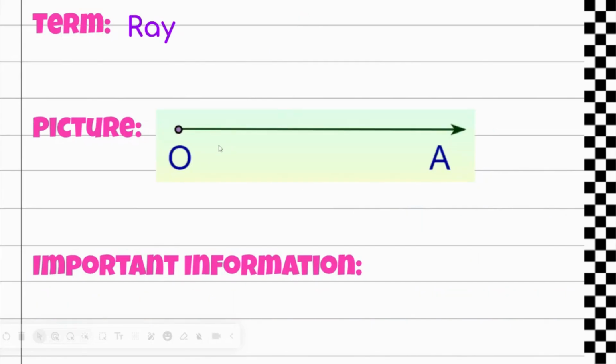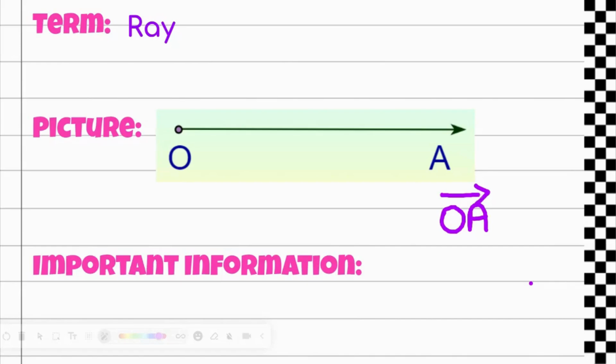Lastly, the term ray refers to a part of a line that starts at one point and goes on forever. And this is a little bit confusing because the starting point is actually called the endpoint. So in this picture, the endpoint is called O, and it goes on forever towards A. The symbol for ray is the arrow pointing to the right, no matter the direction of the actual ray.